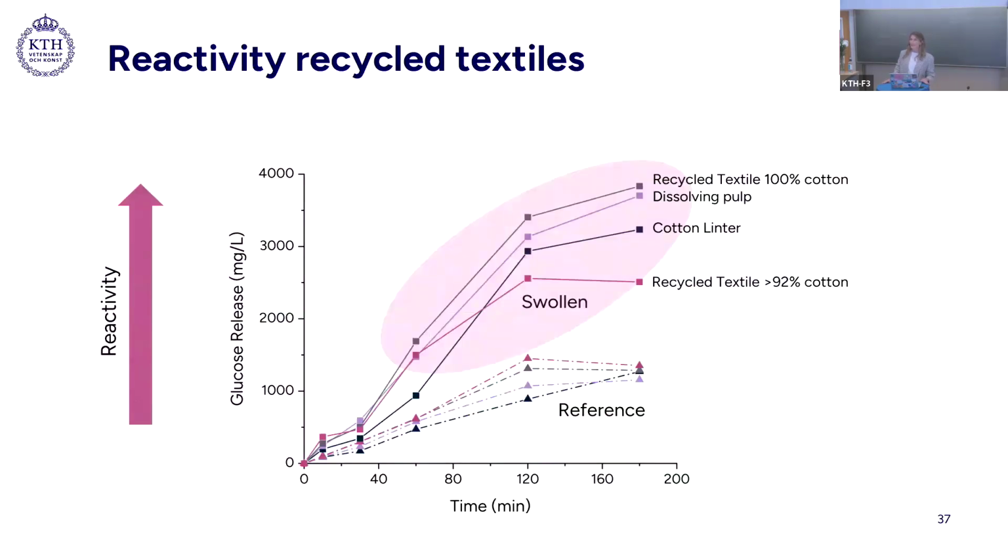And then, of course, the reactivity. So here we measured reactivity in the same way as the pulp. So we measured the susceptibility to acid hydrolysis. And in this case, we could see that the reference, the non-treated materials, respond quite similarly and have a low reactivity. Whereas if you look at the swollen materials, they have quite good reactivity. And what was very interesting to see was that our recycled cotton performs better than the dissolving pulp, which is a typical material that you use for derivatives production. So we were very happy about this.